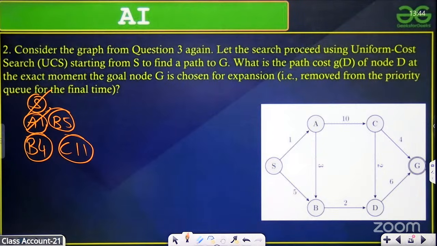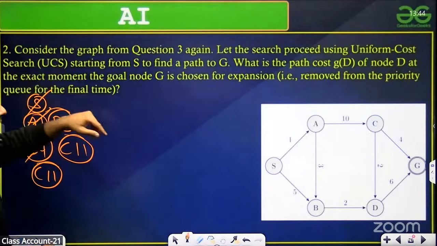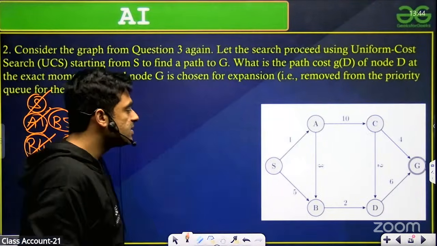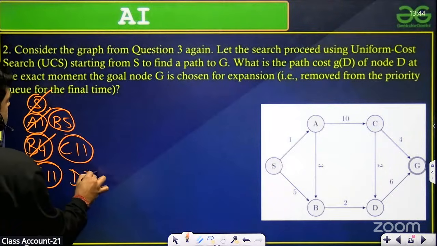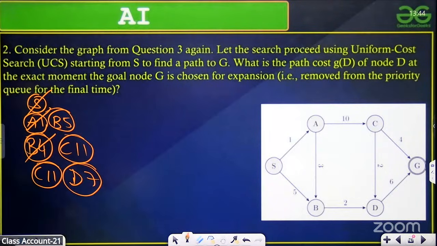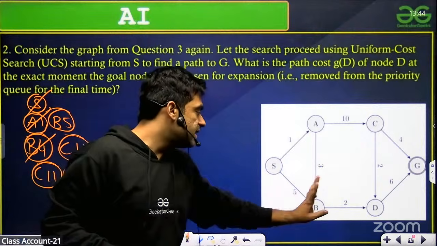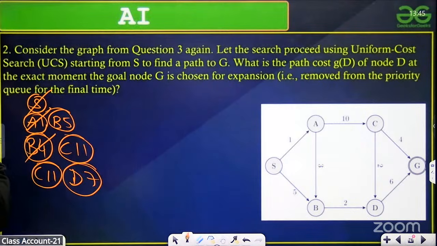Now after this, let us cut B4. B has a single child, that is D. D7. Now I would be cutting D7 again.